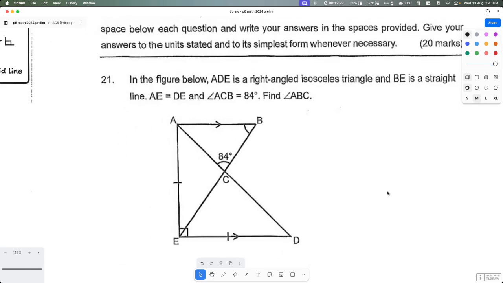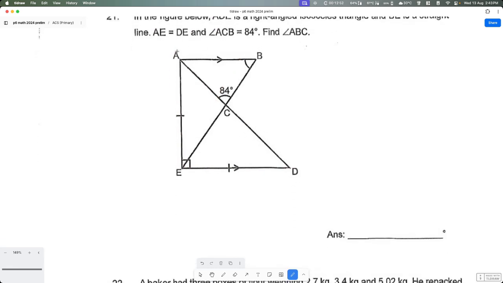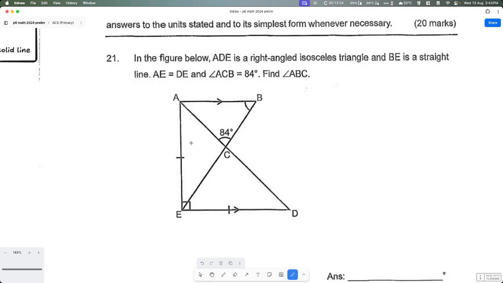Question 21. Okay, so in the figure below, ADE is a right angle isosceles triangle is what I see over here, and BE is a straight line, right? BE is here. So AE is equal to DE, right? Isosceles, and ACB is 84 degrees. Find ABC. ABC, easy as 1, 2, 3.